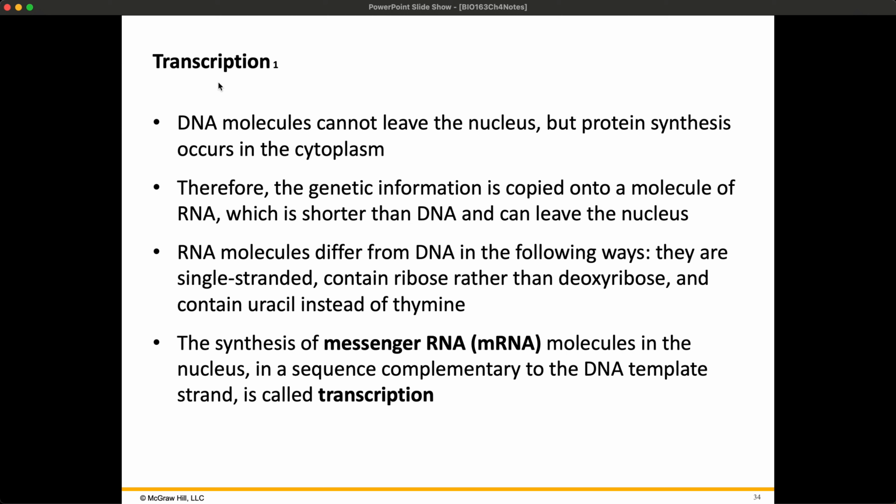Creating this RNA strand in transcription gives messenger RNA, mRNA. And we'll see that there are multiple types of RNA. There's also transfer RNA and ribosomal RNA. But this particular one, this transcription strand, is your mRNA. And it's a messenger, so it's bringing this message of the genetic strand out into the cytoplasm for the body. That whole process is called transcription.